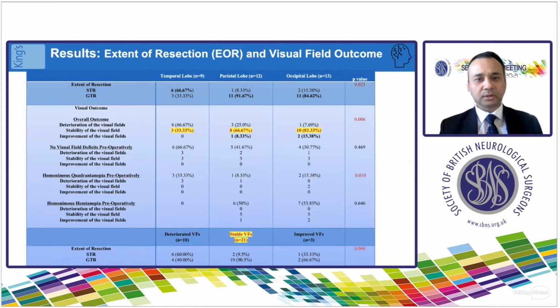On the extent of resection results, we had 91% gross total resection in parietal lobe lesions and 84% gross total resection in occipital lobe lesions. In these lesions, we were able to produce stable visual field outcomes postoperatively, where 66% were stable in parietal lobe and 83% stable in occipital lobe. Among all the patients, out of 34, 21 patients had stable visual fields postoperatively, and 3 of them showed improvement in visual fields, and some of them deteriorated also.